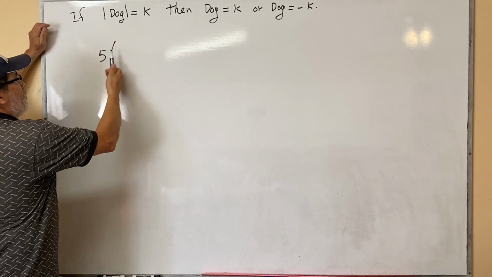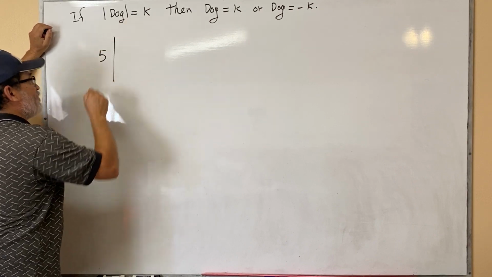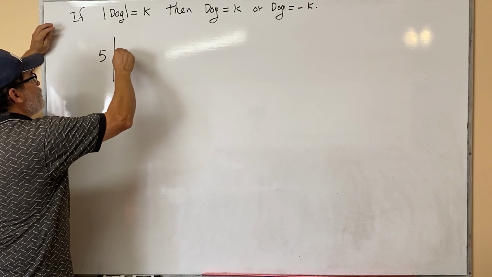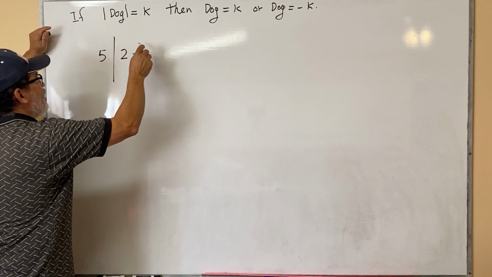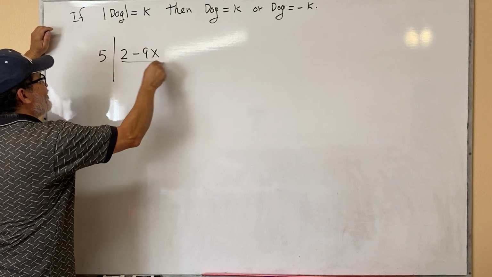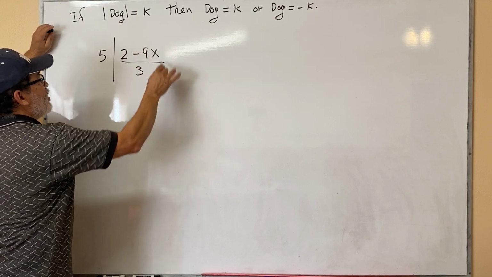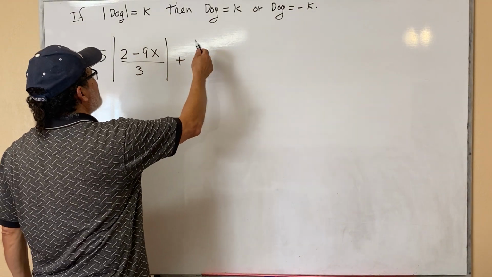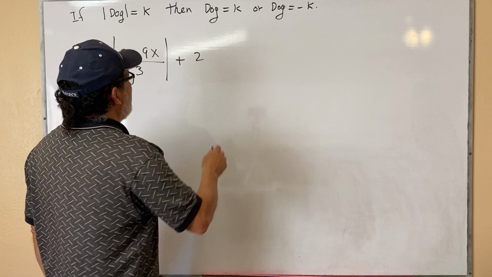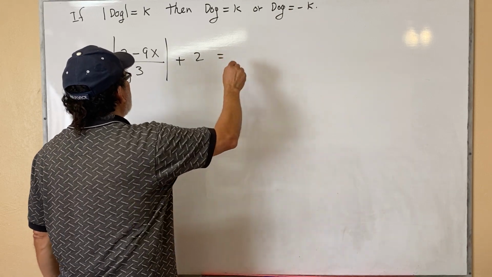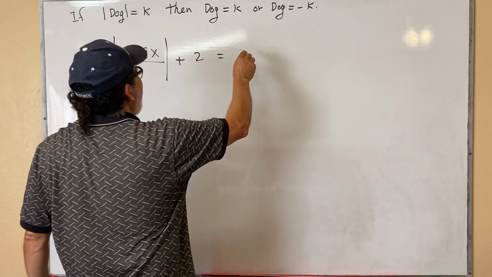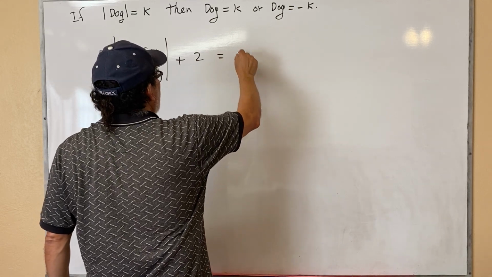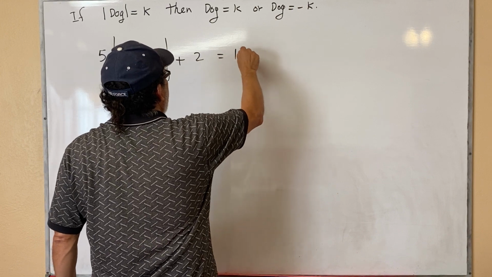Five times the absolute value of (2 minus 9x divided by 3), close the absolute value, plus 2 equals, I'm going to say, 12.